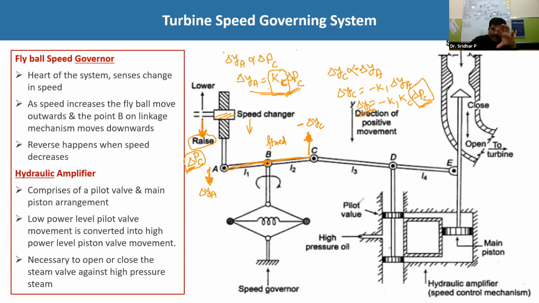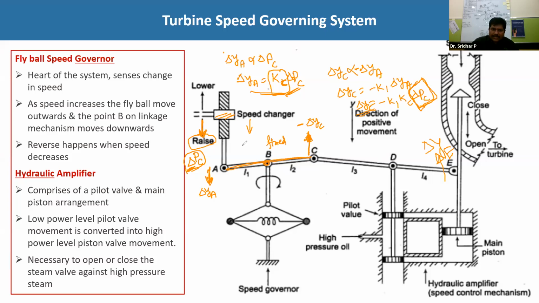So we have started operating all these parameters by giving a command. What is that? Delta PC. It means delta PC is the input signal. The output is the movement of this E, that is delta YE. So except delta PC and delta YE, all other variables are intermediate variables. Now step by step you have to eliminate these.